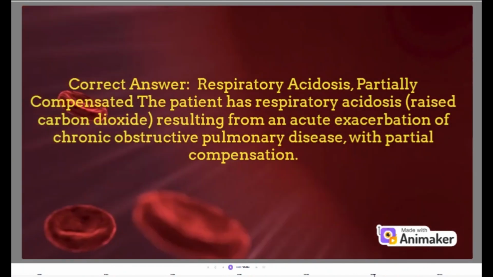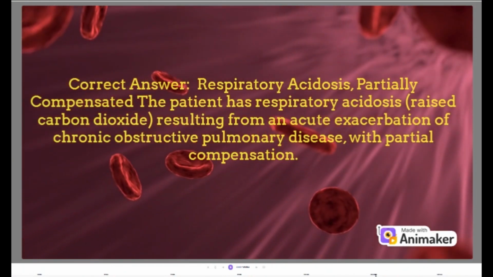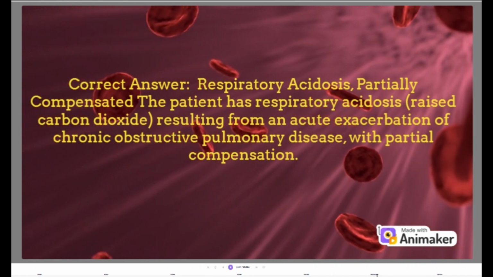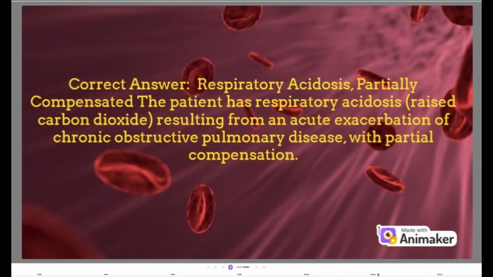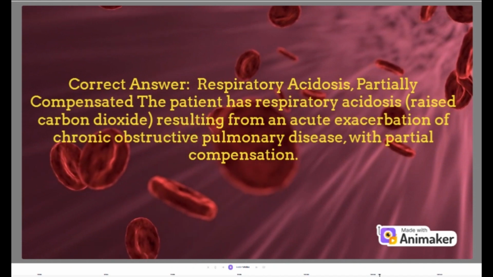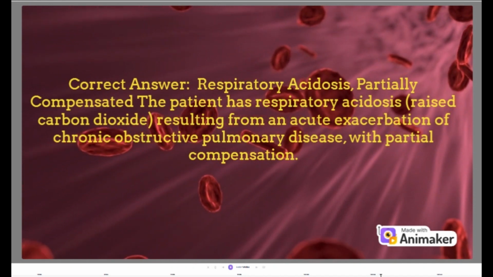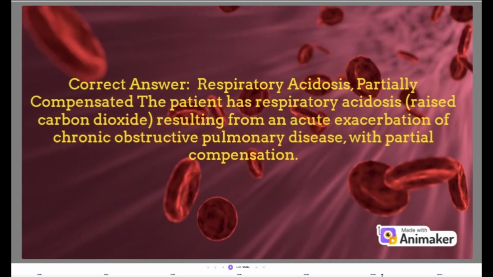Correct answer, B. Respiratory acidosis, partially compensated. The patient has respiratory acidosis, raised carbon dioxide, resulting from an acute exacerbation of chronic obstructive pulmonary disease, with partial compensation.